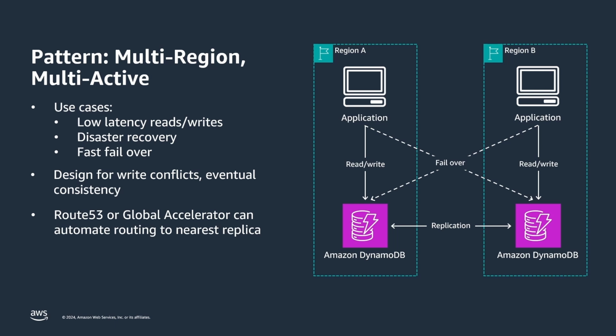To prepare for the rare event of a region outage, you can configure your application to automatically switch over to one of the replica tables. Now, while this pattern provides the most robustness and lowest read-write latency, it does also mean that you need to account for the last write wins principle and design for eventual consistency.